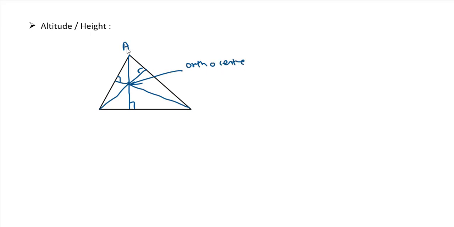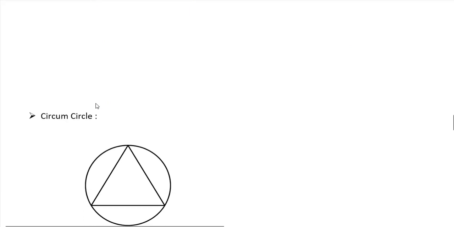If we name this triangle, say A, B, C, so O will be the orthocenter. Then sum of the angles formed at the orthocenter and the corresponding vertical angle will always be 180 degrees. So in this case, angle BOC plus angle BAC will be equal to 180 degrees. Likewise, you can write for angle AOC plus angle ABC will be equal to 180 degrees, and angle AOB plus angle ACB will be equal to 180 degrees. Let us now understand what is a circumcircle.